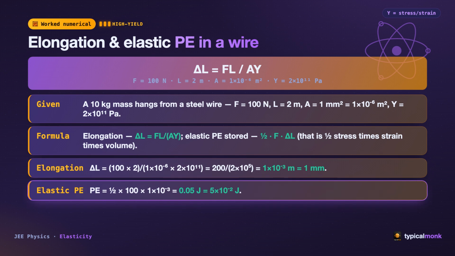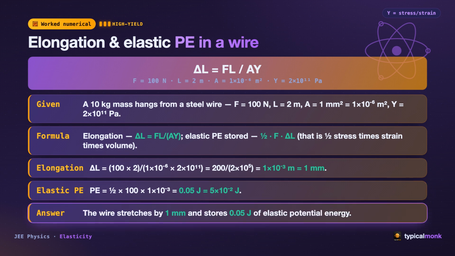Step 4. The elastic energy. U equals 1/2 times 100 times 1 times 10 to the power minus 3, which is 0.05 joules, or 5 times 10 to the power minus 2 joules. Step 5. The answer. The wire stretches by 1 millimeter and it stores 0.05 joules of elastic potential energy.